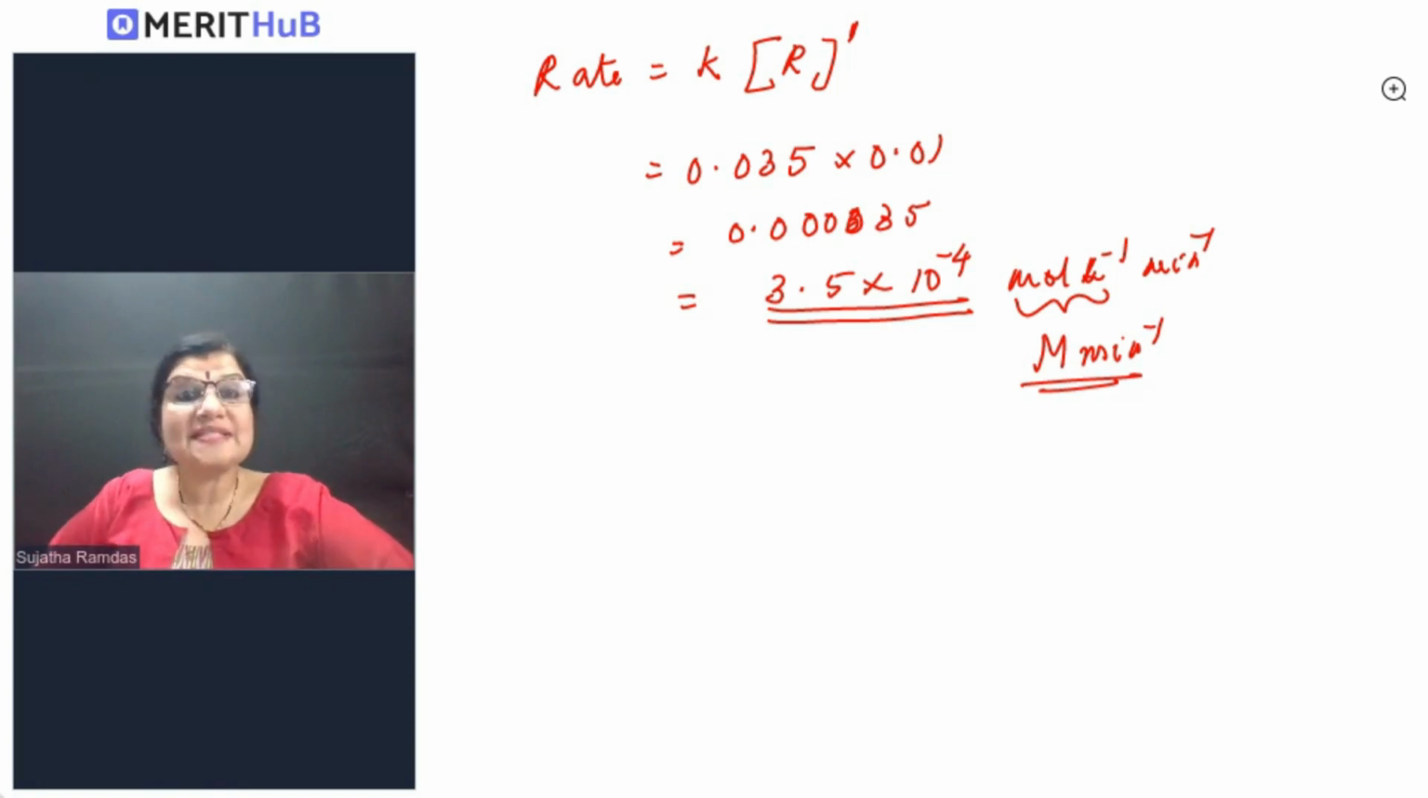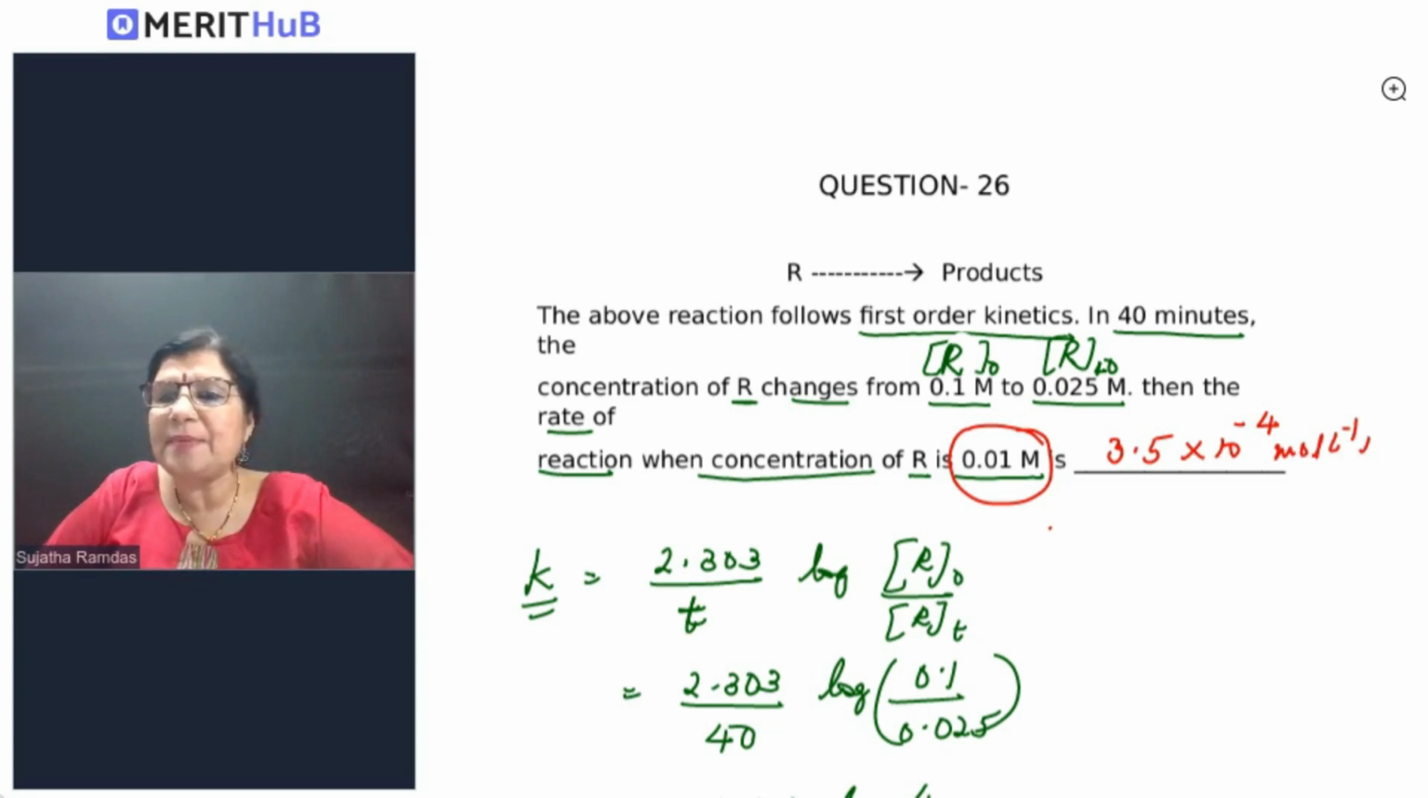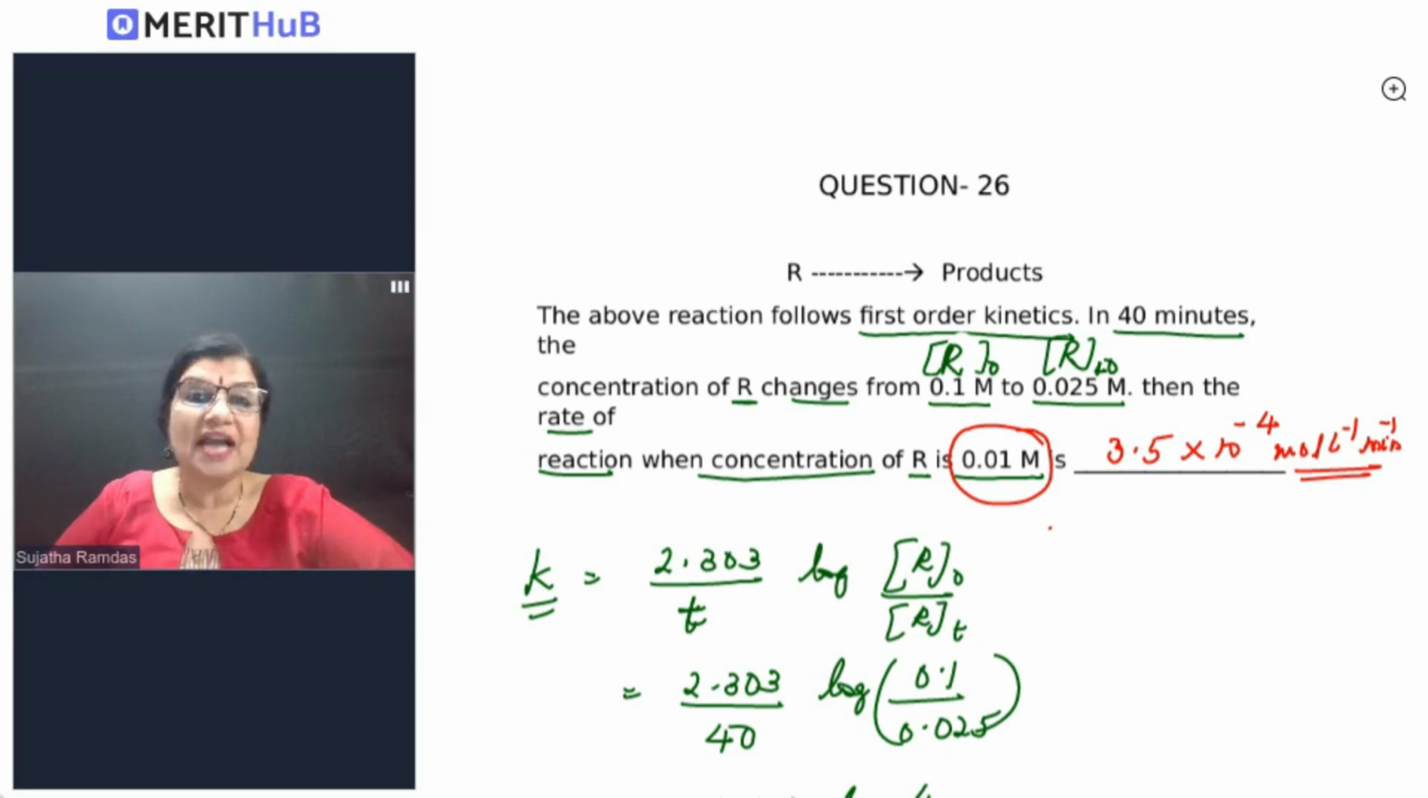All right. So now let's get back to the question. Here it is a numerical value type question which is likely to appear in section B of your exam paper. So the answer is 3.5 into 10 to the power of minus 4 moles per liter per minute, or capital M, molar per minute. That will be the unit of the rate. So these were two different kinds of questions.